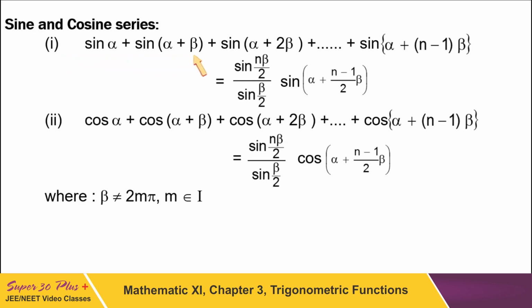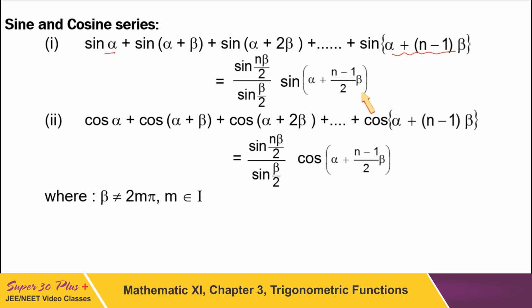It is sine alpha plus sine alpha plus beta plus sine alpha plus 2 beta plus dot dot dot plus sine alpha plus n minus 1 beta. It is the last angle and it is the first angle, and there are n number of terms. This summation is equal to sine n beta by 2 upon sine beta by 2 into sine alpha plus n minus 1 by 2 into beta.